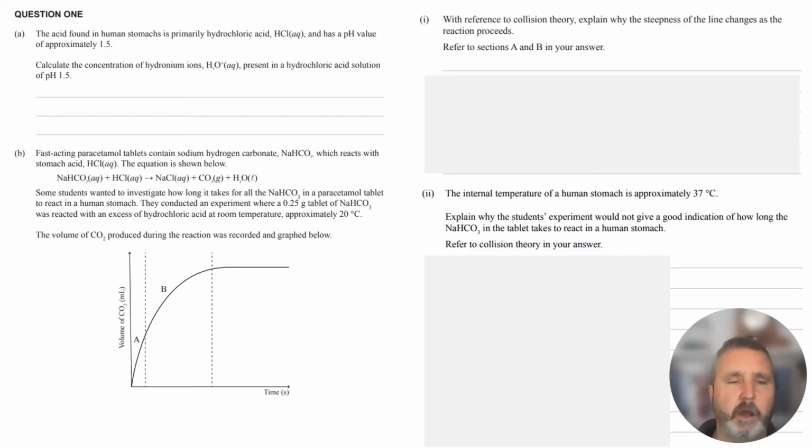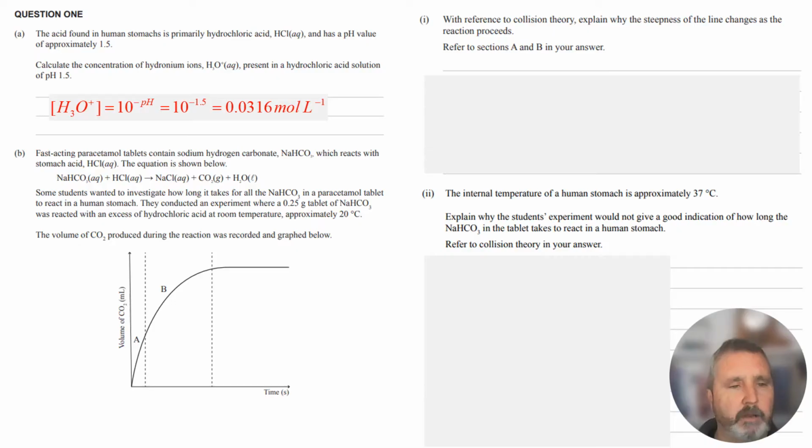found in the human stomach called hydrochloric acid, so it has a pH value of approximately 1.5. Calculate the concentration of hydronium ions present in the hydrochloric acid solution. So what they're wanting us to do here is just do a simple calculation. We're going to go to our resource sheet and find the formula, and the formula here that we need is the hydronium ion concentration equals 10 to the negative of the pH as an exponent.